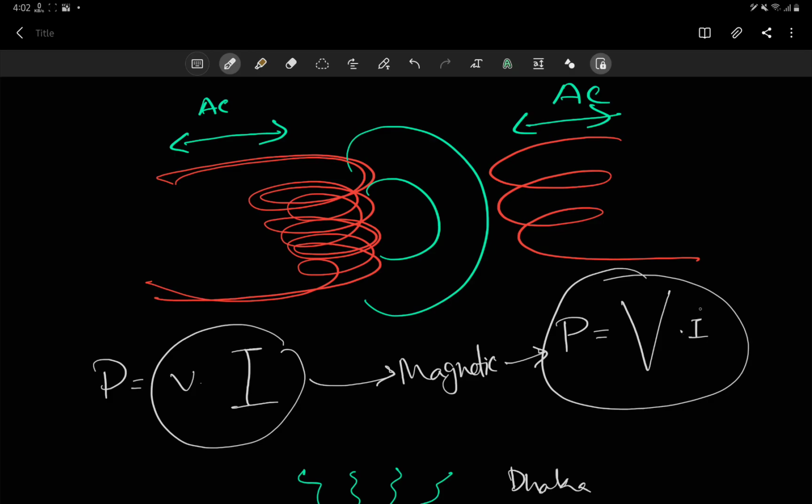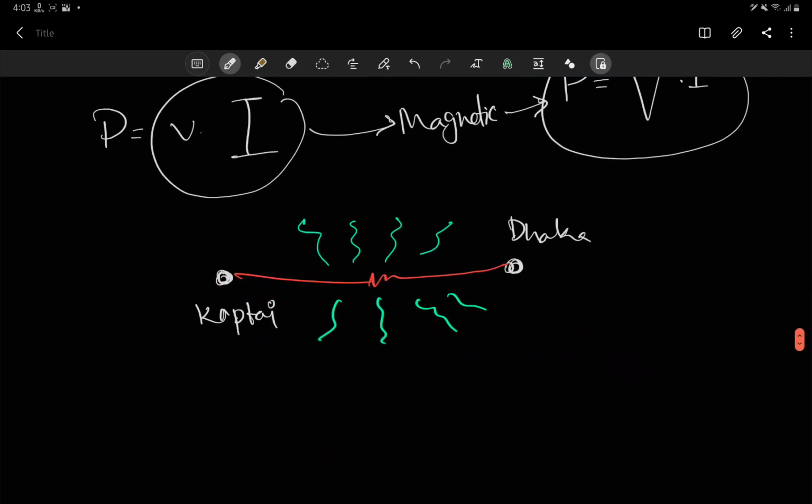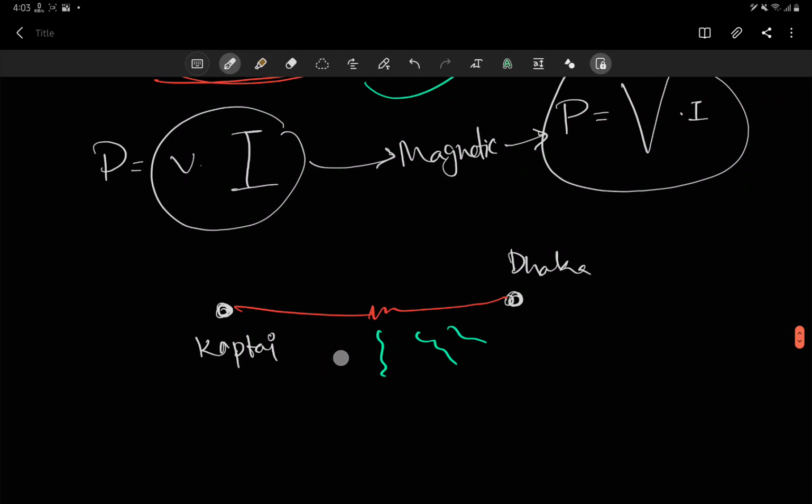Because if the current is very low, the power loss here is also very low. Because the current is low, it's fine. There will always be some power loss, we can't avoid that, but it's much less than before. So that's exactly why we use AC.